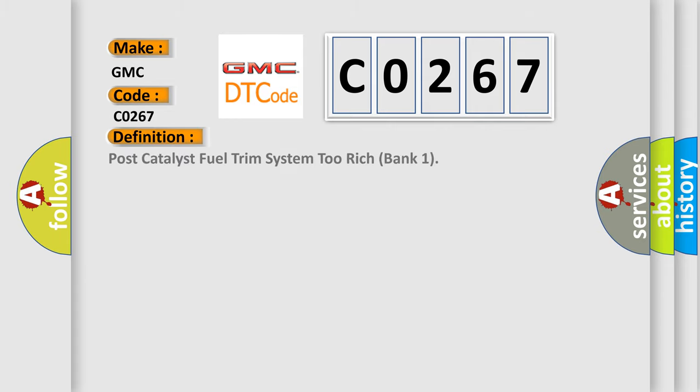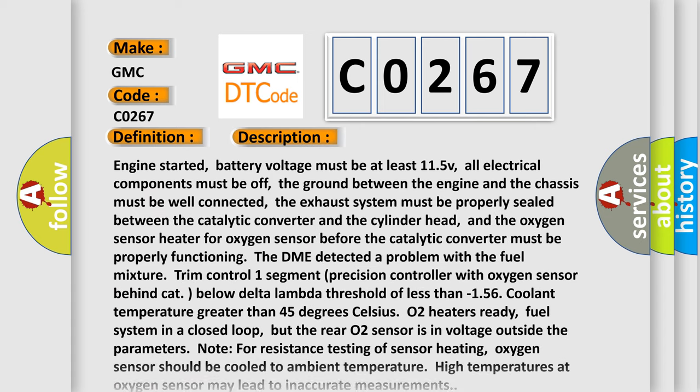The basic definition is post-catalyst fuel trim system 2 rich bank 1. And now this is a short description of this DTC code. Engine started, battery voltage must be at least 11.5 V, all electrical components must be off, the ground between the engine and the chassis must be well connected, the exhaust system must be properly sealed between the catalytic converter and the cylinder head, and the oxygen sensor heater for the oxygen sensor before the catalytic converter must be properly functioning.